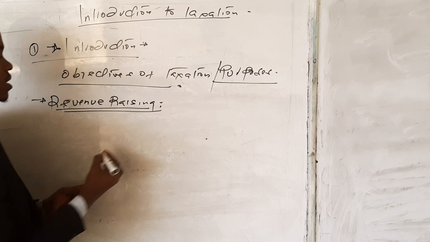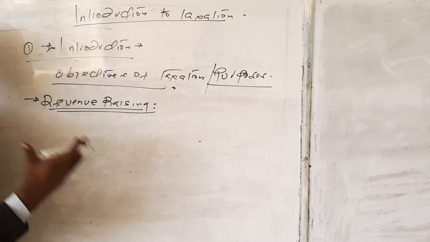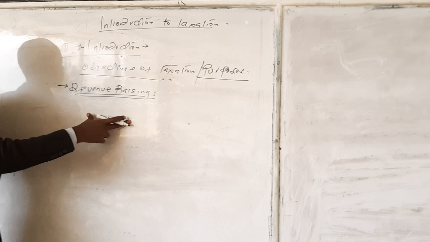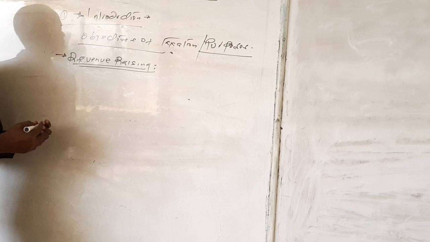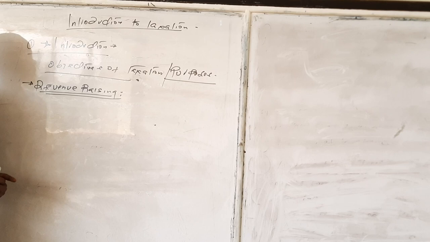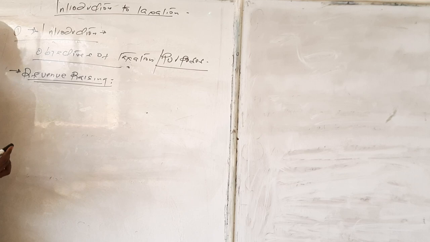Revenue raising, the main purpose of imposing taxes, the main purpose of levying taxes, is to raise the government income or revenues. So taxes are the major sources of government revenue. The government needs such revenue to maintain peace and security in the country, to increase social welfare, to complete development projects like roads, construction of schools, hospitals, power stations, and so forth.